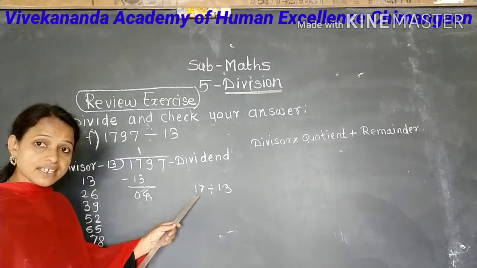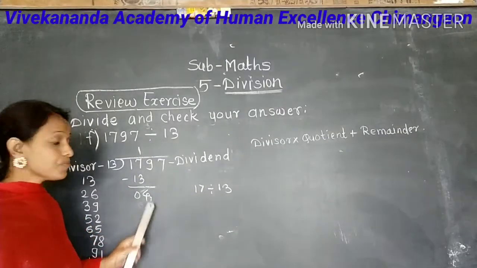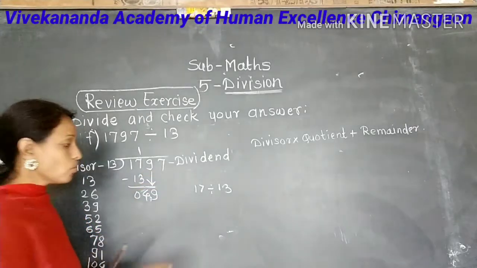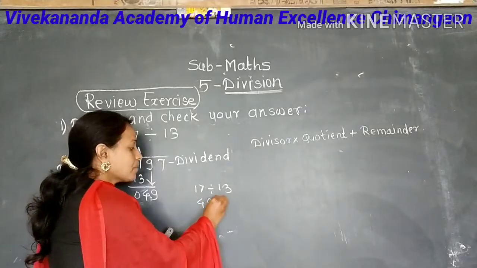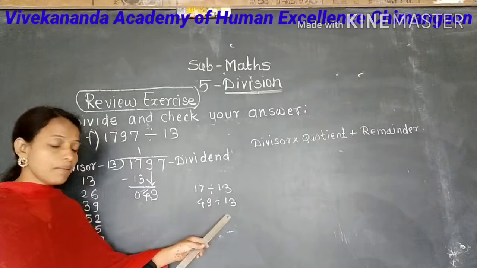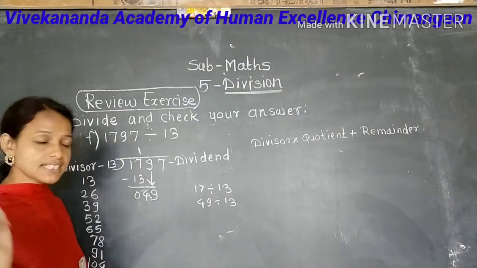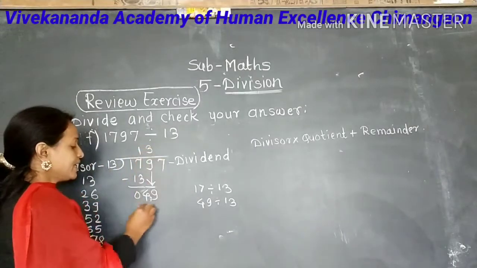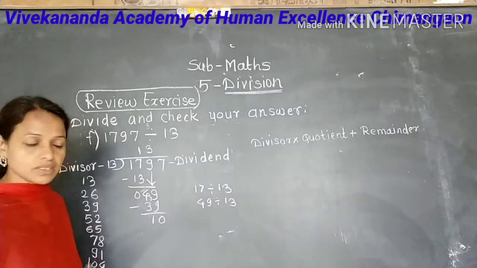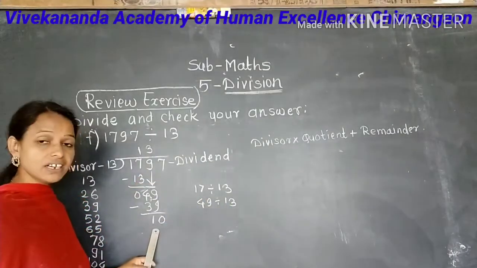So by dividing 17 by 13, it gives us quotient 1 and remainder 4. Now the next digit is 9. So bring it down. Now we will divide 49 by 13. So by dividing 49 by 13, it gives us quotient 3. 13 3s are 39. So we write 3 in the tens place. By dividing 49 by 13, it gives us quotient 3 and remainder 10.